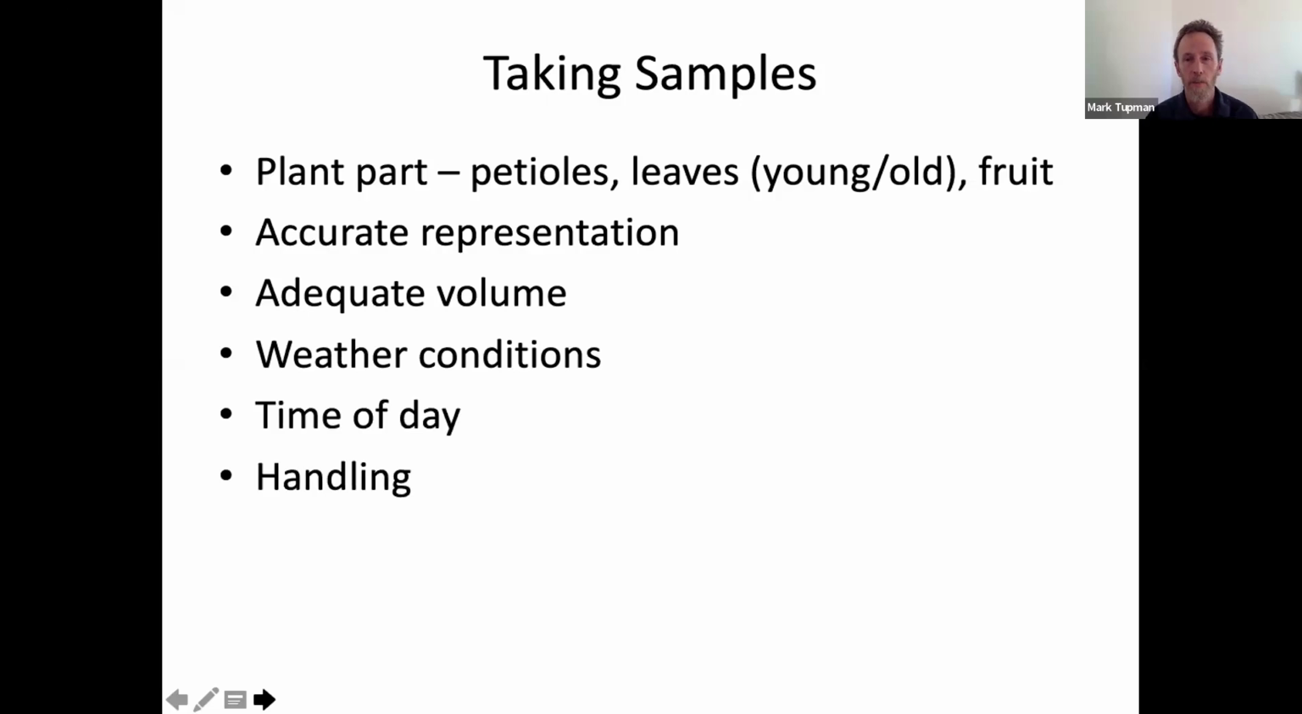And then of course, because they're fresh samples, you've got to handle them well. You've got to be gentle, you've got to keep them cool, and ideally you want to get them off to their destination as soon as you can.